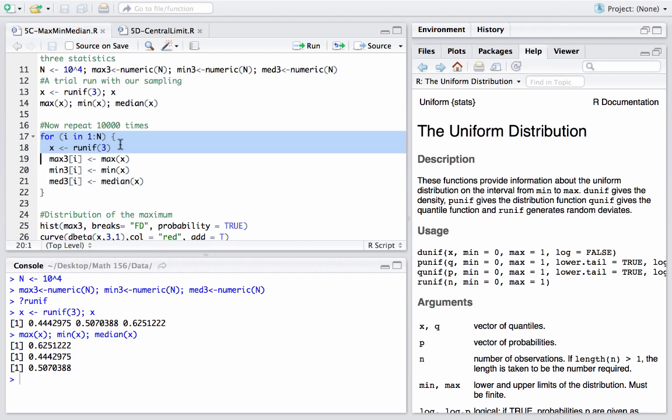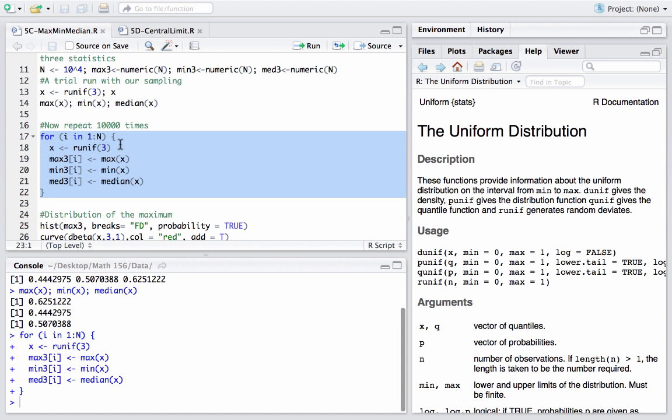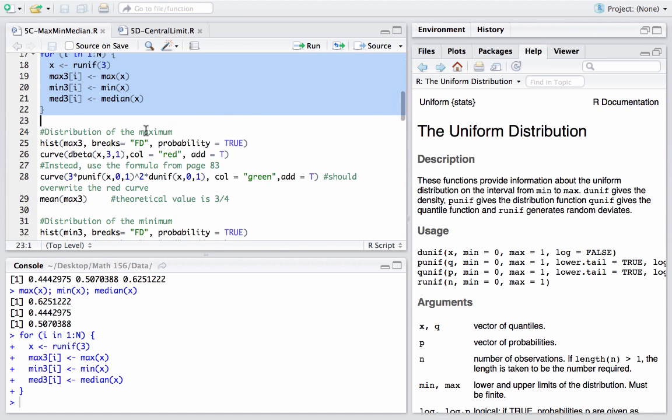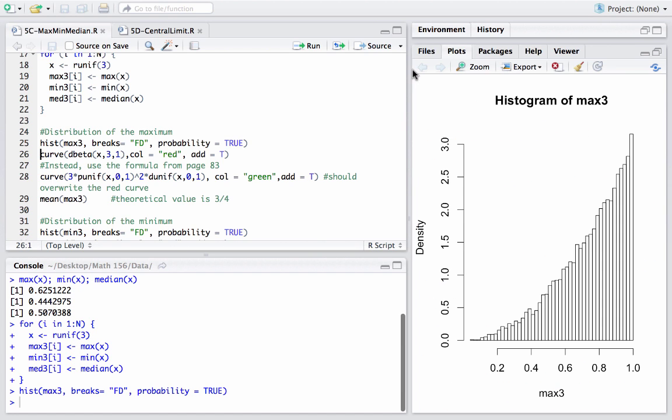Let's do this 10,000 times, storing the results, and take a look at the resulting approximate sampling distributions. Okay, so you see it's very unlikely that our max is very small, and it gets more and more likely that our max is larger.